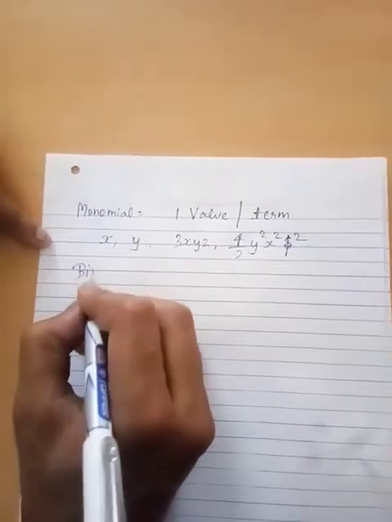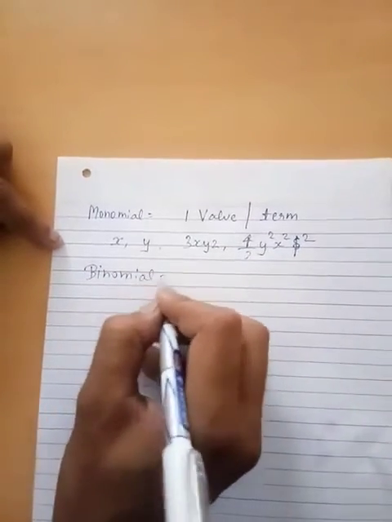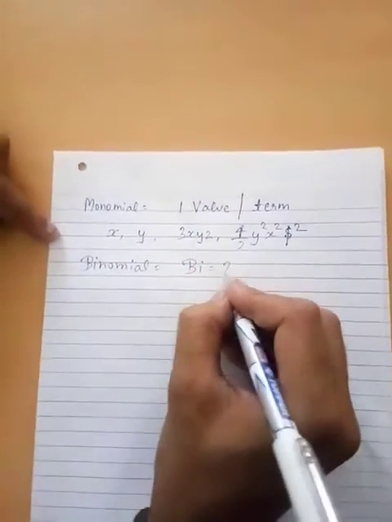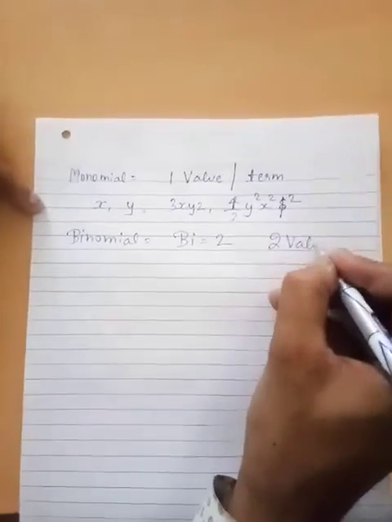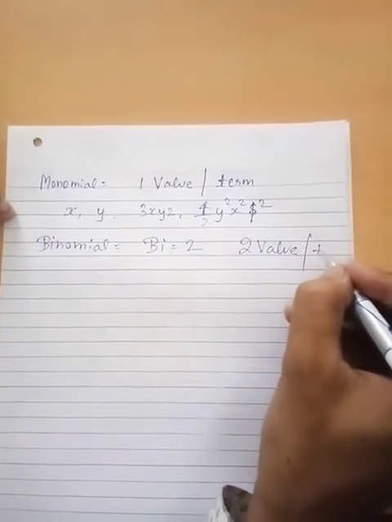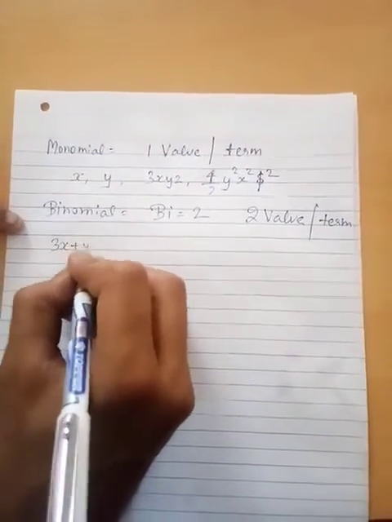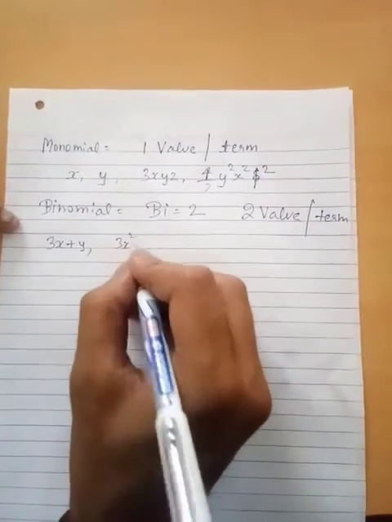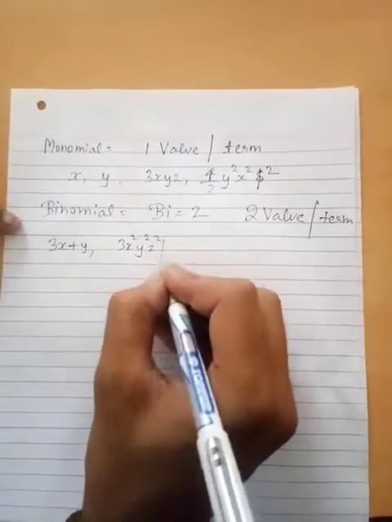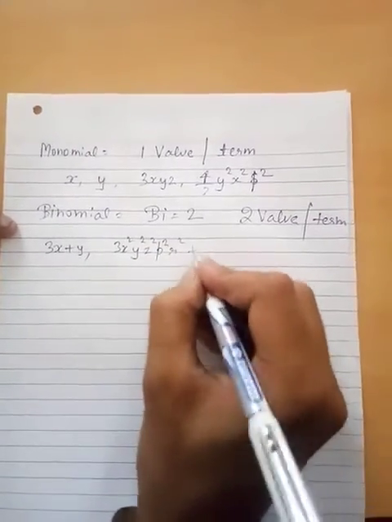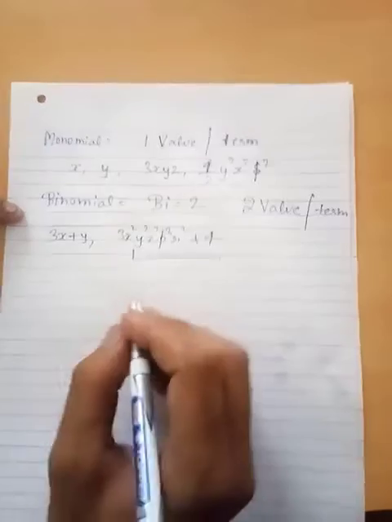Second is binomial. Bi means 2, means 2 terms, right? So 2 terms means 3x plus y, yeah, 3x square y square z square p square r square plus 4, this is 2 terms.